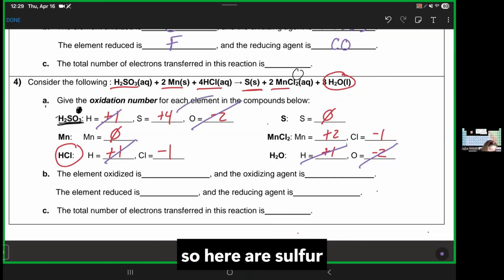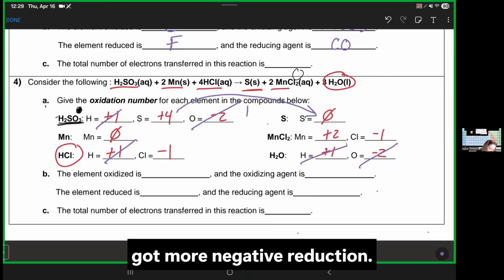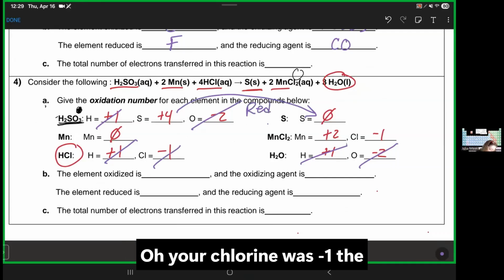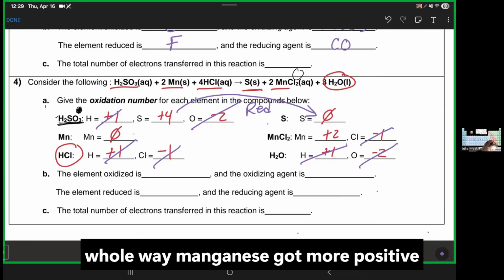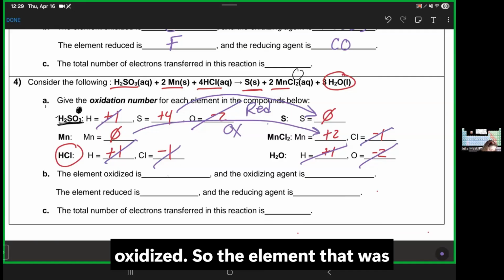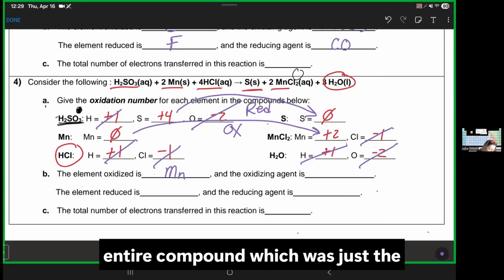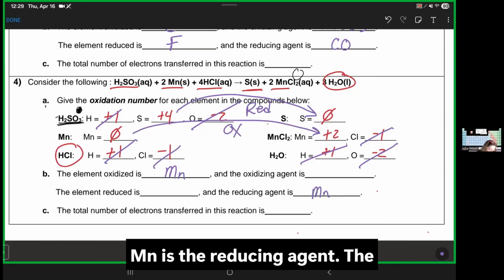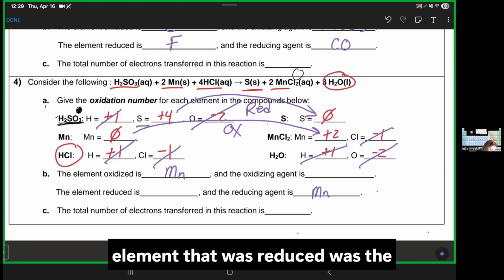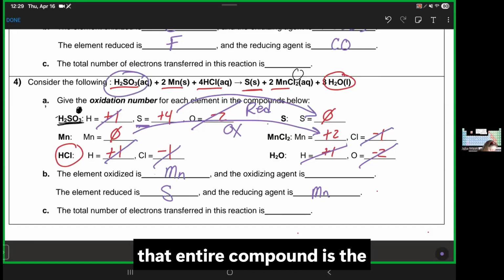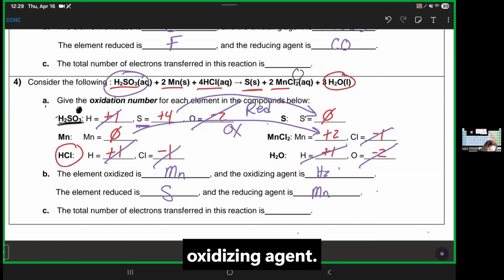So here sulfur got more negative. Reduction. Oh, your chlorine was negative 1 the whole way. Manganese got more positive. Oxidized. So the element that was oxidized was the Mn, and that entire compound, which was just the Mn, is the reducing agent. The element that was reduced was the sulfur, and that entire compound is the oxidizing agent.